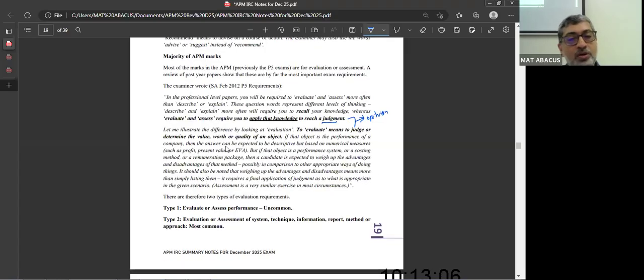So the examiner then goes on. This is not me who writes this. I have taken this from this article. The examiner says, let me illustrate the difference by looking at evaluation. To evaluate means to judge or determine the value, the worth or quality of an option. So this is why I say, give me an opinion of whether this performance indicator is valid. Valid means, does it measure what I want to measure? You can tell me that.